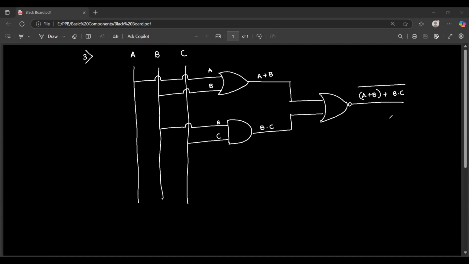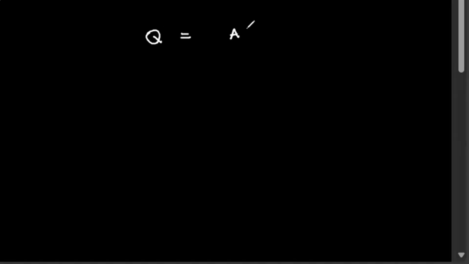Can we simplify this? This is the question, so let's try to simplify. Let's say we have Q is equal to A plus B plus B dot C whole thing bar.